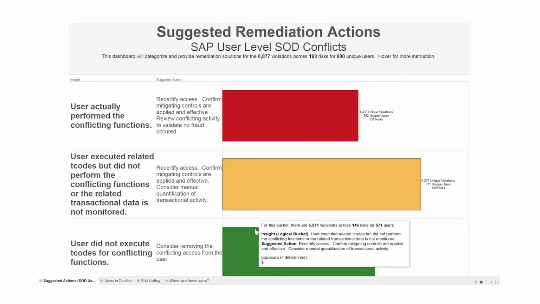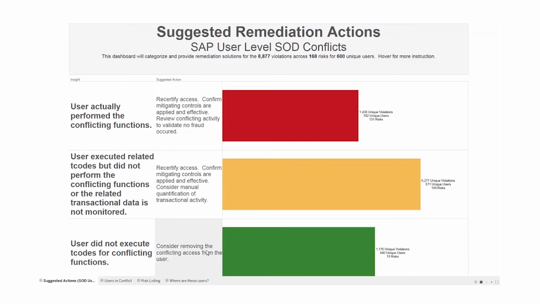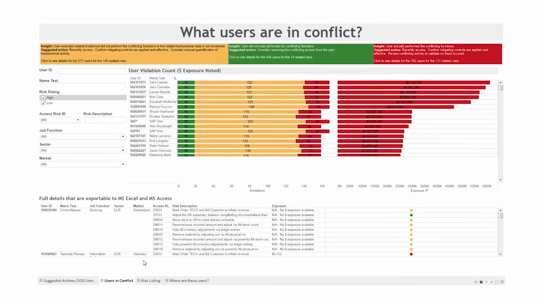Our next bucket is users that did not execute any transaction codes in the conflicting functions. However, they do have access and they do violate according to the GRC rule set. This ties back to, yes, these users can do something, but they haven't actually performed the action. For these users, we say that you should consider removing the conflicting access to remove the violations from your GRC rule set. So let's dig deeper into what these transactions actually mean.